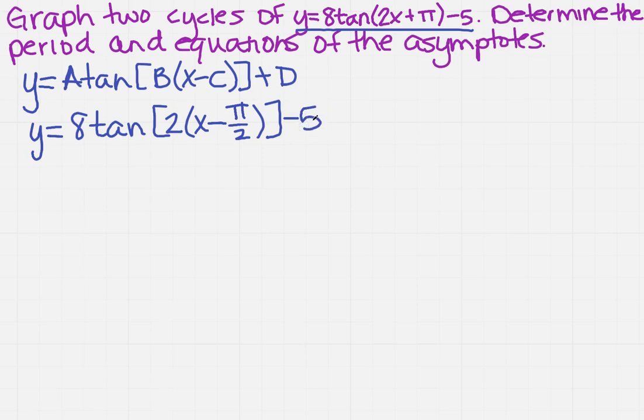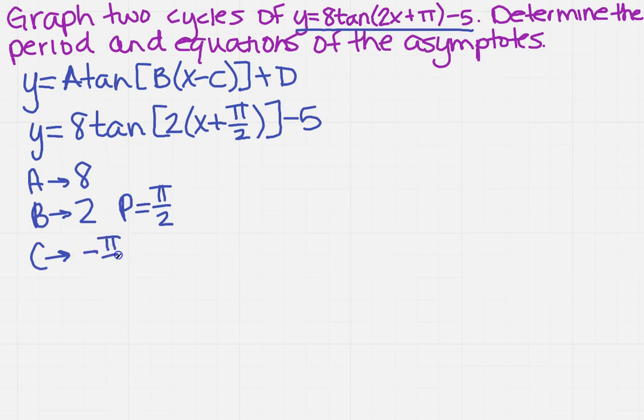Now what does that tell us? Well, it tells us that I made a mistake, that's a plus, sorry about that, and that a is going to be 8, so there's our amplitude. It says that b is 2, and that tells us that the period is pi over 2. What is c? There's why I made that mistake, so we made sure it's a plus. So the opposite is the original formula, so it's a minus, so this should be minus pi over 2. And d is minus 5, so that means there's a shift down 5 units.